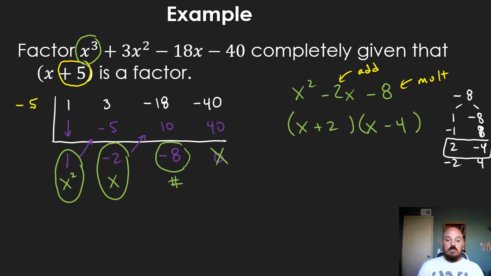Now, your final answer to this question is all three factors together. It's the x plus 5 that we factored out using synthetic division, and the x plus 2 and the x minus 4 that we got from factoring first semester way. You can put them in any order you want as long as you have the three correct factors. So we'll have an x plus 5, we'll have an x plus 2, and we'll have an x minus 4.